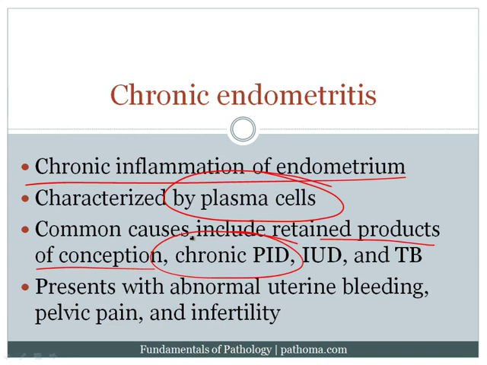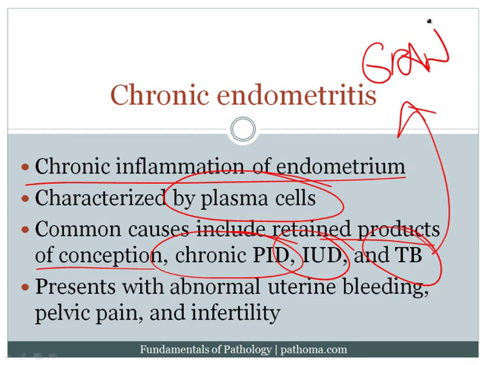Common causes include retained products of conception, and chronic pelvic inflammatory disease, especially chlamydia, for example, can give you chronic endometritis. An intrauterine device can become secondarily infected and give chronic endometritis. TB would give you chronic endometritis, and in that particular case, of course, we would see granulomas. So we would get granulomas with TB. I think we're all well aware of that.